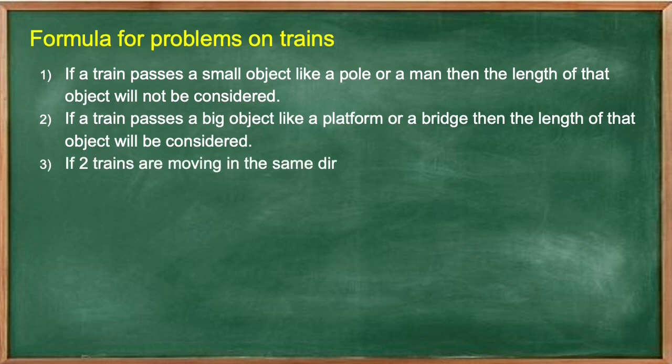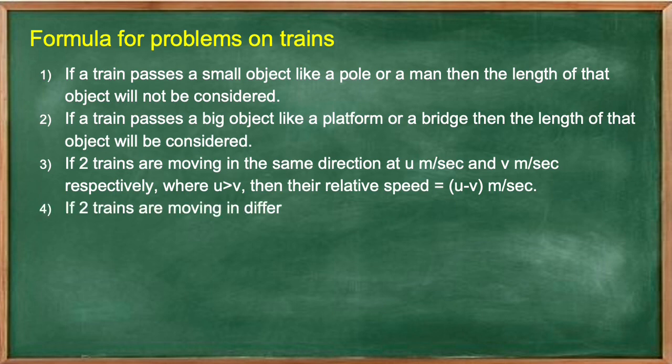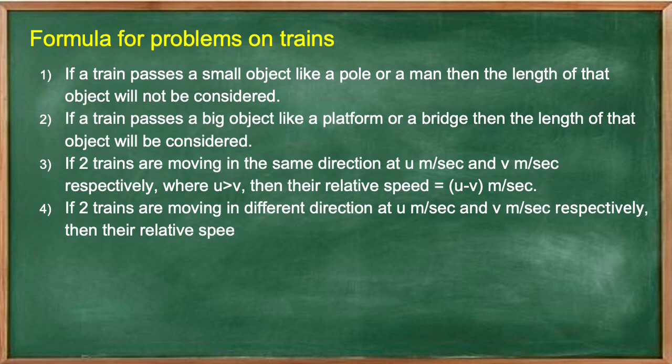If two trains are moving in the same direction at u meter per second and v meter per second respectively, where u is greater than v, then their relative speed is equal to u minus v meter per second. If two trains are moving in different directions at u meter per second and v meter per second respectively, then their relative speed is equal to u plus v meter per second.